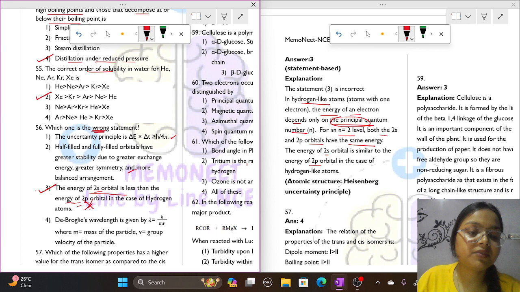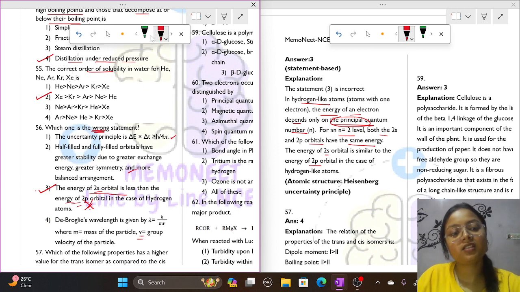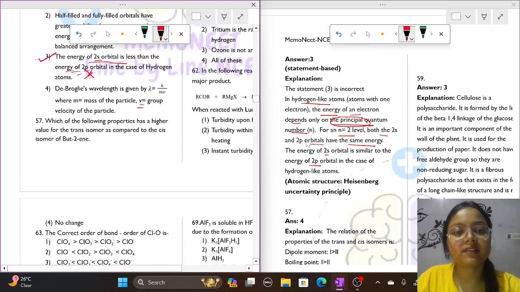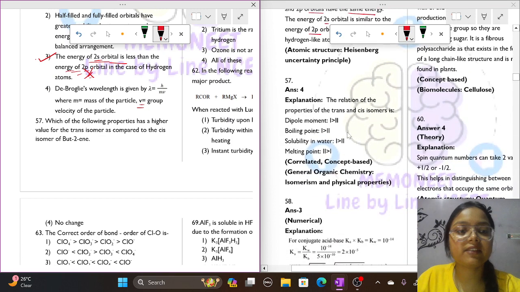And option number 4, the de Broglie wavelength is given by lambda equals h by mv, where m is the mass of the particle and v is the group velocity. Okay, it is v. V is the group velocity of the particle. So this option is also correct. Okay. So for question number 57, let's move on to question number 57.